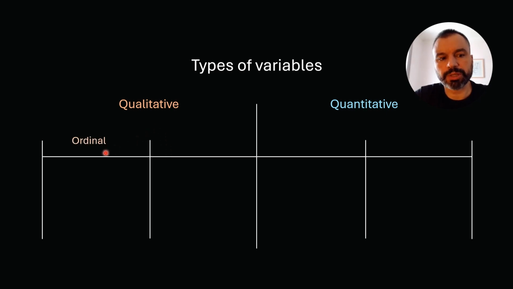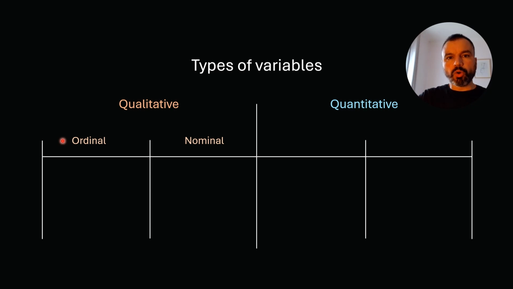Qualitative variables can be ordinal or nominal. Ordinal variables are variables whose categories, whose modalities, can be arranged in a specific order according to their importance, strength, intensity, size, etc. And a modality is just one of the several values an ordinal variable can take.